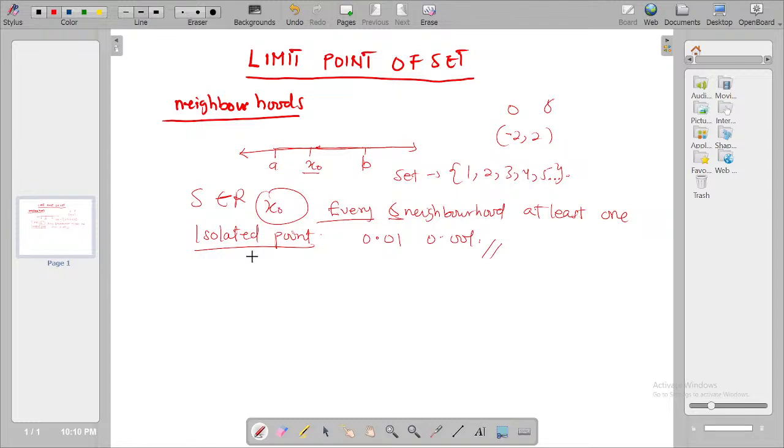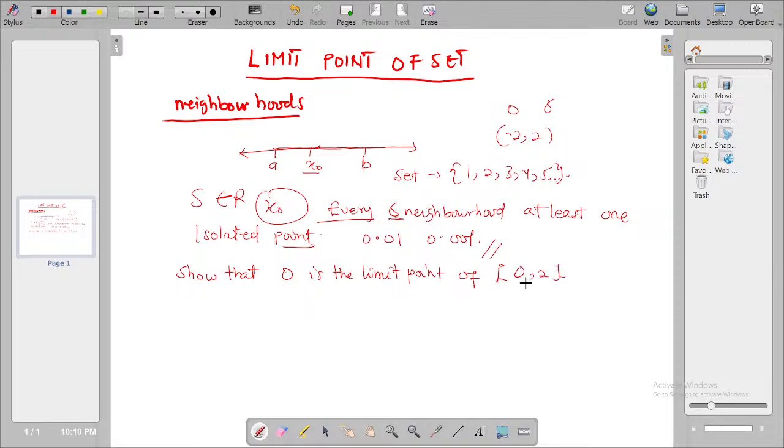Then there are a few things you need to know about limit points, but before that, let's solve some problems here. Let me make it this way. Show that 0 is the limit point of the interval [0, 2].